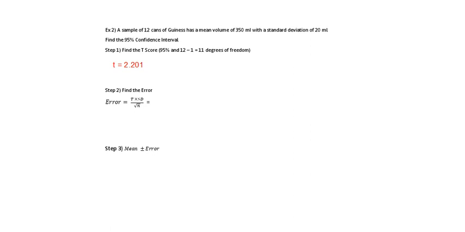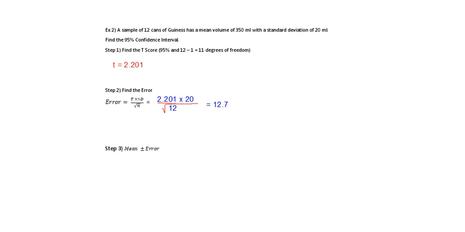All right, next we will use our formula. So we're going to do 2.201 times the standard deviation, which is 20, divided by the square root of 12. Got that? Throw this in, like so. Good. And that is equal to 12.7.